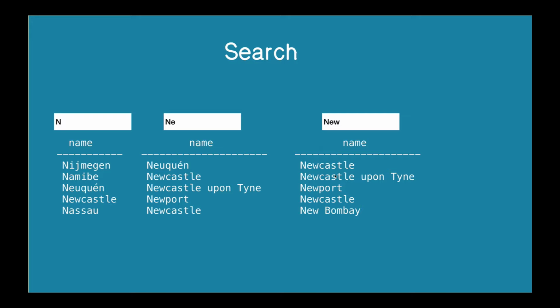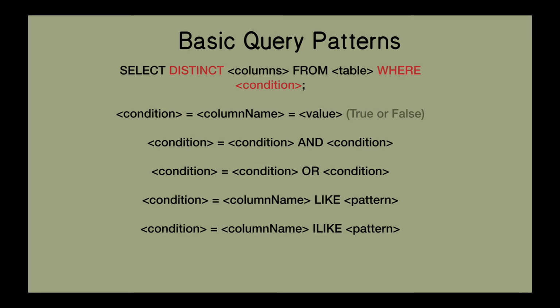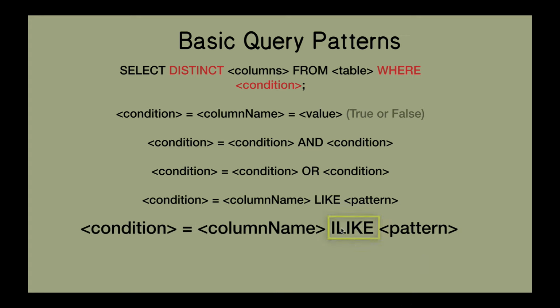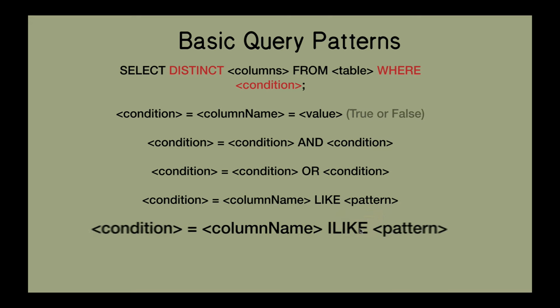Suppose I don't care about case, whether it's a capital N New or lowercase new. I just want to know if it has new. In that case, we use, backing up here, this ILIKE pattern. So ILIKE means case insensitive LIKE. I don't care about whether it's upper or lowercase. Does it just match the pattern? So let's see how that works.